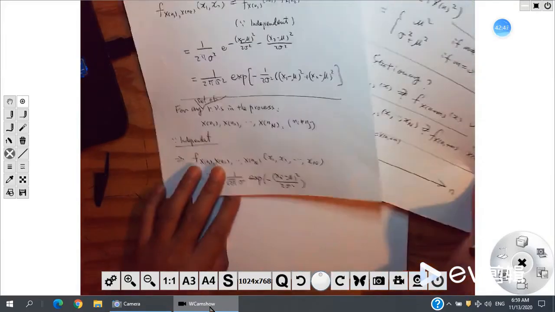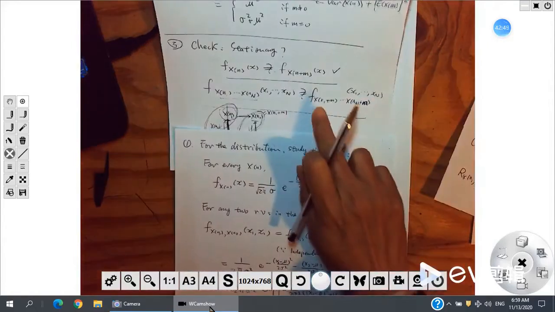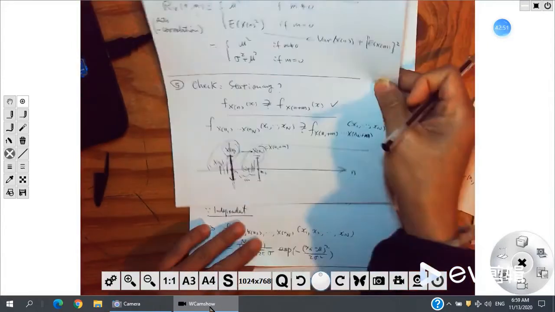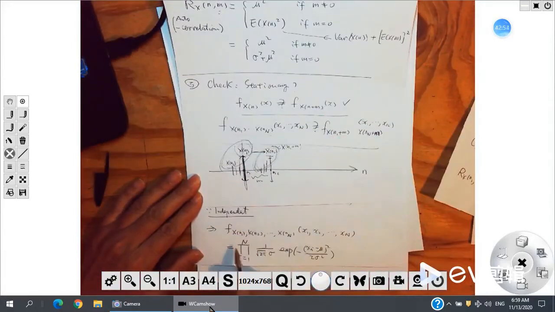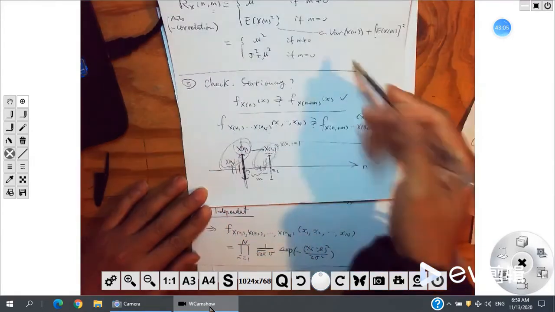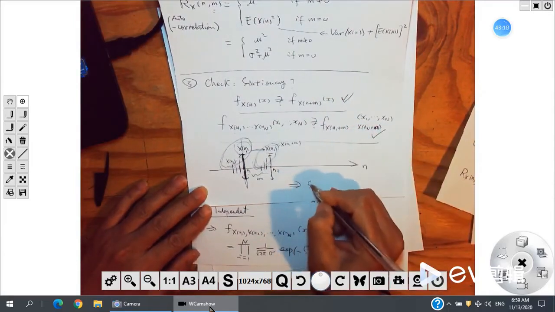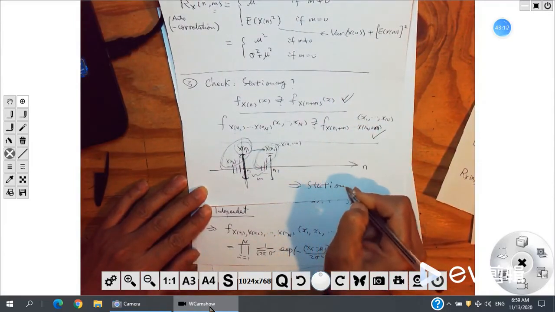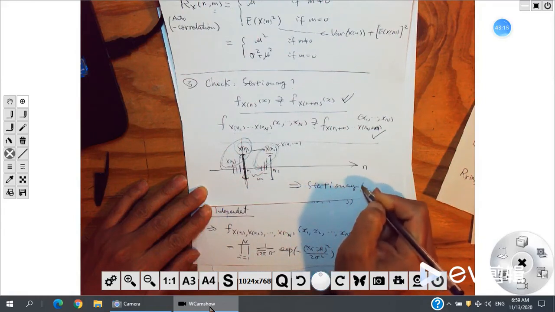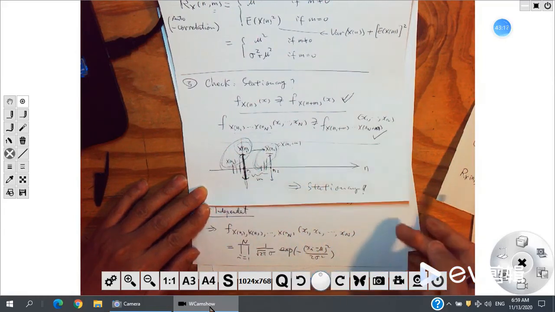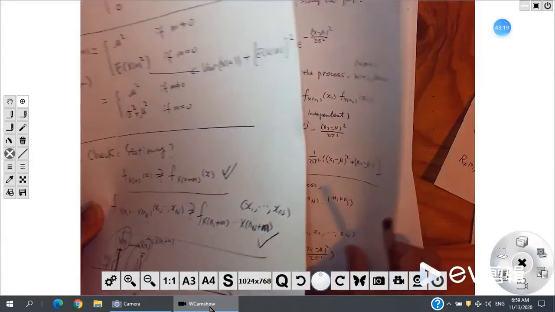You want to check whether, when you add m here, to all of the indices, the result will be what? Same, right? Nothing changed here. So I will say yes. This is also yes. So we say stationary, no problem. Yeah, it is stationary, no problem. Alright, this is for stationary.